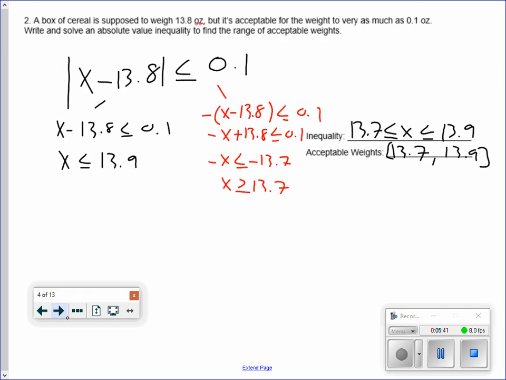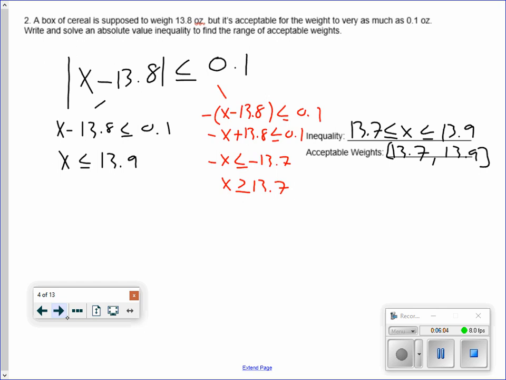Your equation should have been the absolute value of x minus 13.8 is less than or equal to 0.1. The red is your negative case. The black is the positive case. You solve it out. You should have got an inequality of x is greater than or equal to 13.7 and less than or equal to 13.9. So your acceptable weights are from 13.7 to 13.9.